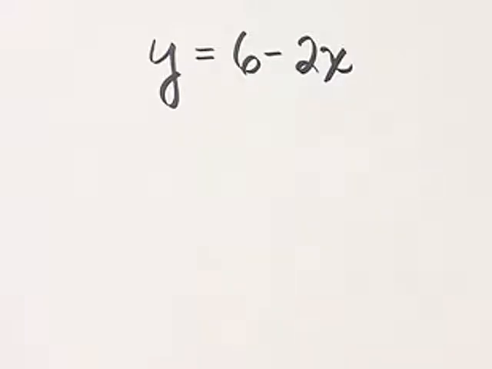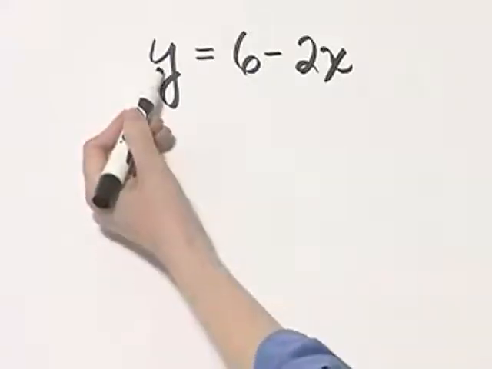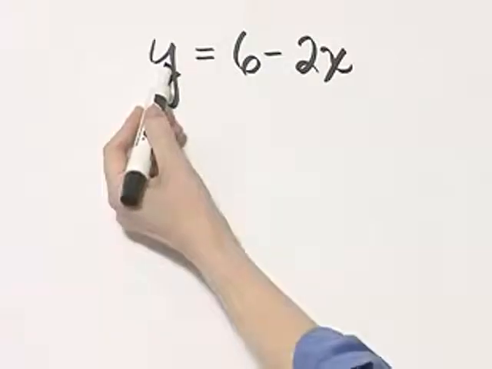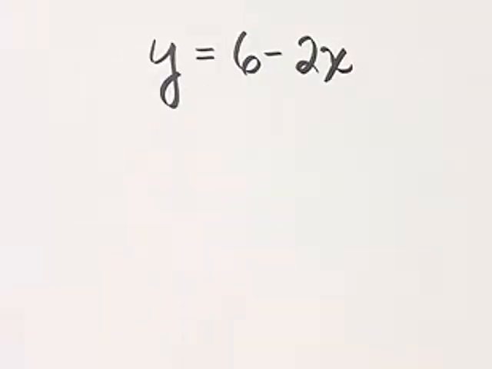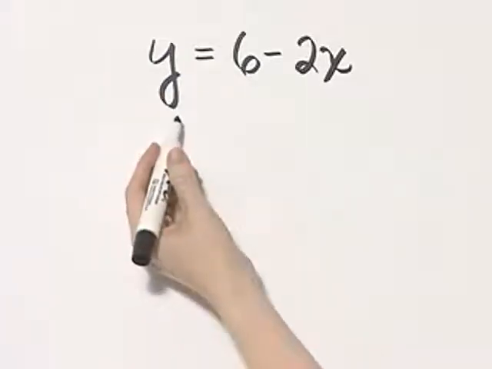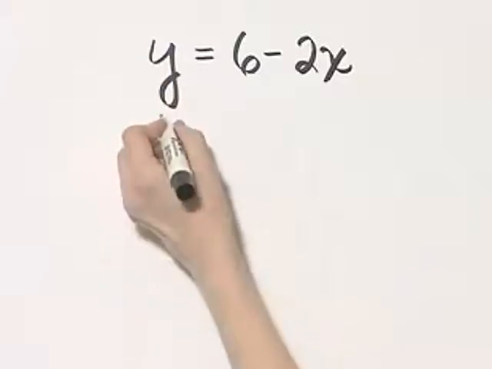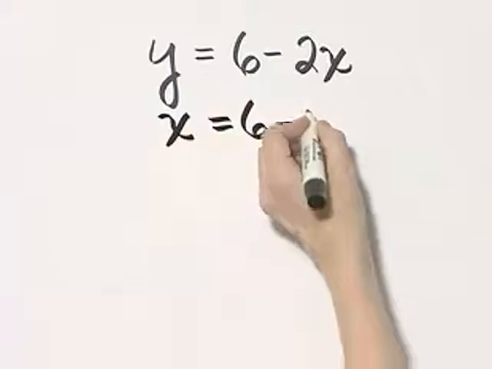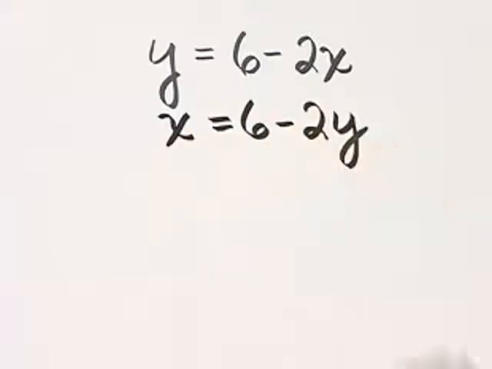And now let's find the rule for its inverse. Normally, if this is written as f of x, we would first call this y just because it's easier to manipulate y than f of x. Then to find the inverse, we simply need to switch variables. Every time there's a y, replace it with x. Every time there's an x, replace it with y.